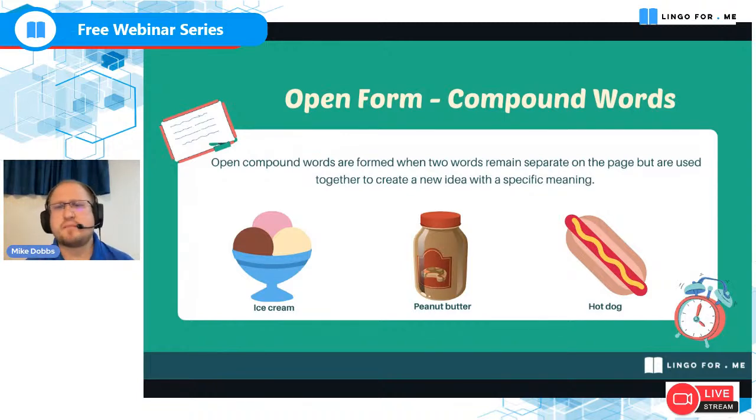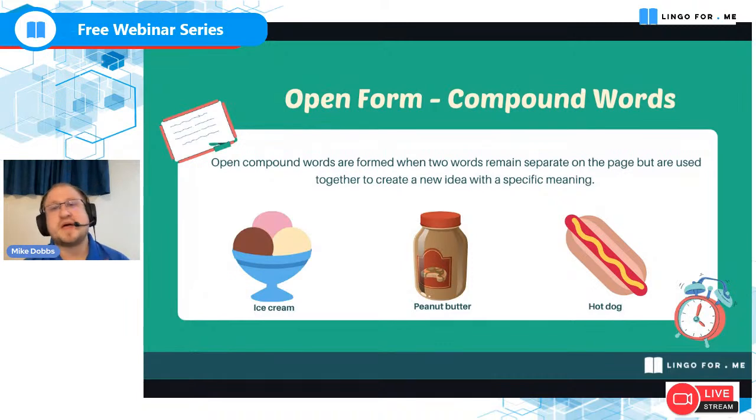An open compound word is just what it sounds like. It's when the two words are together, but they are separate, so there's a space in between them. The closed compounds are two words together, no space or hyphen. Hyphenated is two or more words together with a hyphen. You can remember merry-go-round has multiple words in there. And then the open form is just open with a space.